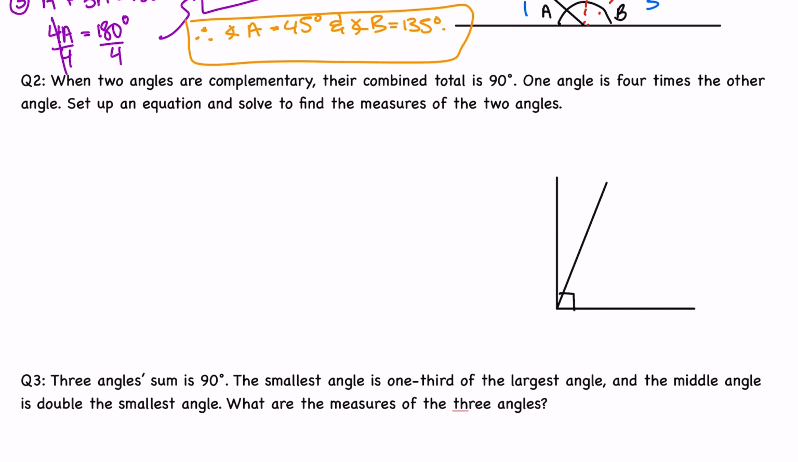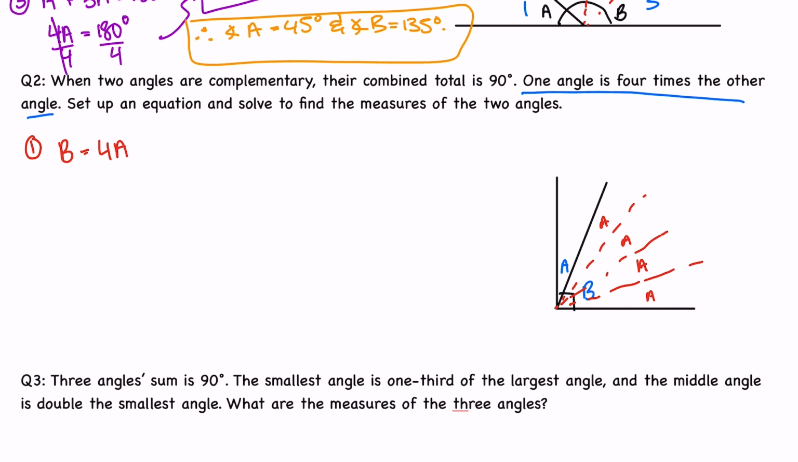So in the question, it says one angle is 4 times the other angle. So if we have two angles here, we have angle A and angle B. B is bigger, so I'll let that be the one that is 4 times angle A. So as you can see, approximately 4 angle A's can fit inside of one angle B. So if I were to set up an equation for this, I would say 1 angle B is equal to 4 angle A's. And my second equation would be angle B plus angle A is equal to 90 degrees.